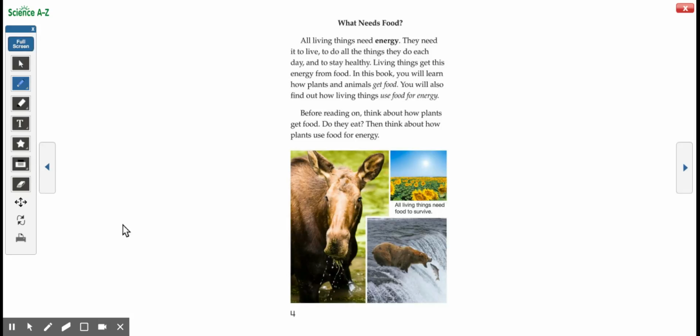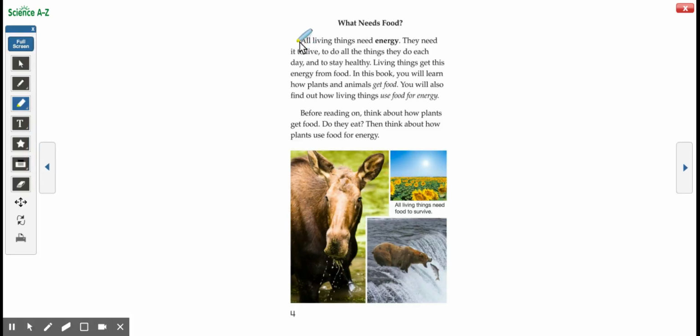So, I am going to be going through this book in your book. All notes you can take either on your booklet or you can put your notes on the back if you have to write and you run out of room. So, here we go.